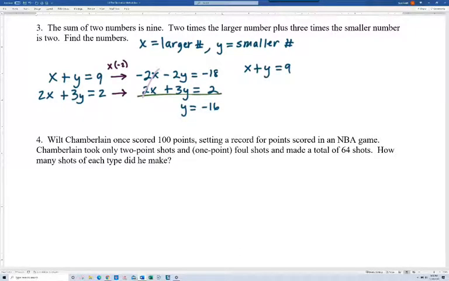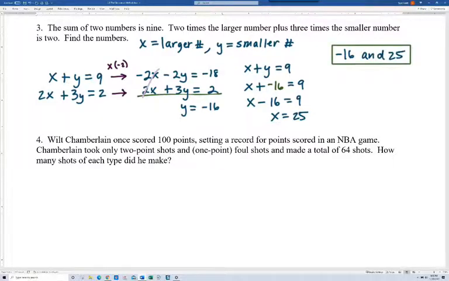And we know that the two numbers add up to 9. That was our first equation. And y is negative 16. So x minus 16 is 9. And if you add 16 to both sides, you get 25. And so our bigger number is 25. So the two numbers are negative 16 and 25. To check this, notice that the two numbers do add up to 9. You can verify that. And then if I plug in 25 for x and negative 16 for y in the second equation, you can verify that that is also true. You can do it by hand or you can throw it in the calculator.